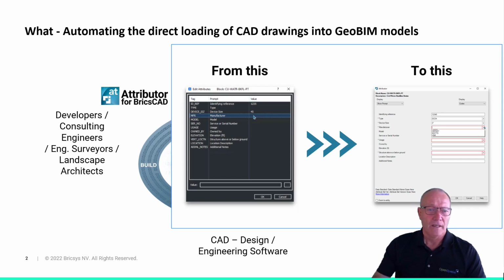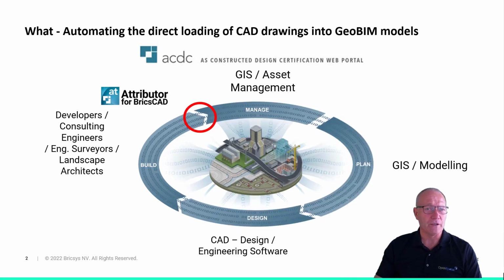So this is, in our context, infrastructure. It could be buildings. It could be anything. And you can go in and literally configure in a simple text file what gets produced within Attributor. Of course, Attributor is just part of a larger solution that we have called ACDC, which is really an acronym for As Constructed Design Certification.